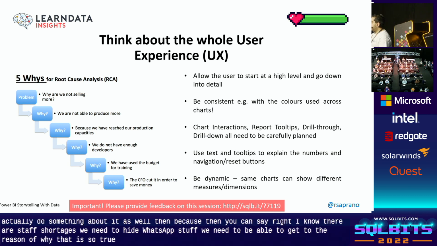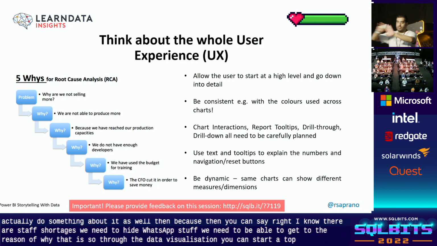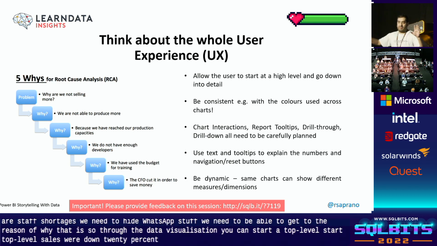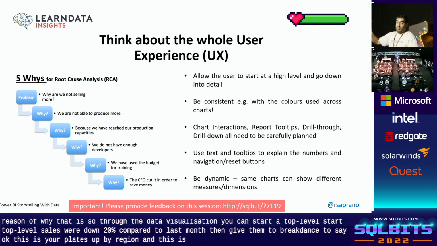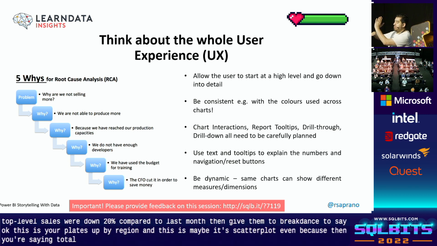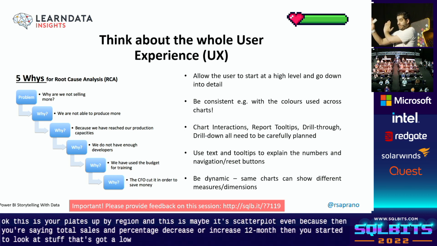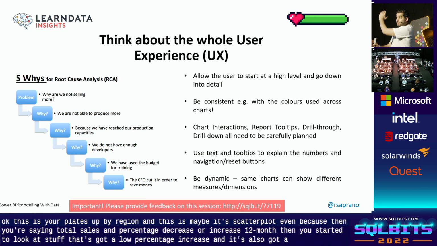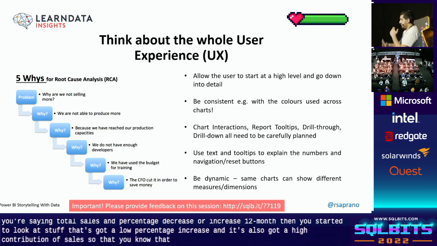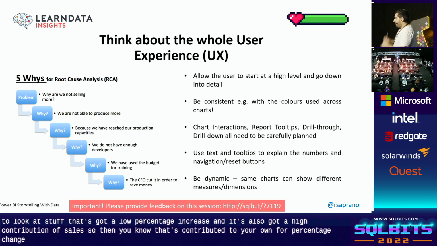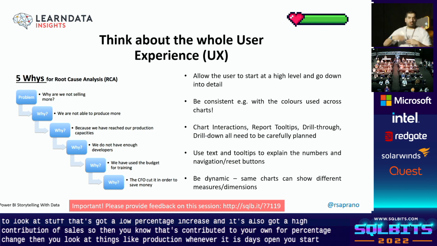So through the data visualization, you can start top level: sales were down 20% compared to last month. Then give them some breakdowns, say this is your breakdown by region, maybe in a scatter plot even, showing total sales and percentage decrease or increase month to month. Then you look for things with a large decrease that also have a high contribution of sales, because that has contributed to your overall percentage change. Then you look at things like production volumes, number of staff, days open. You're starting to guide them through that journey.